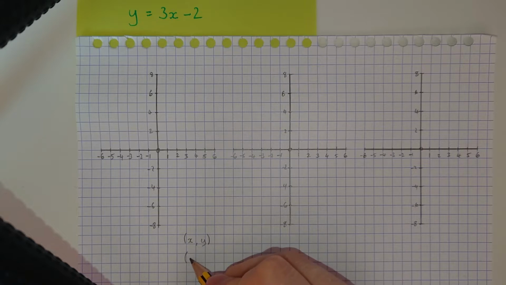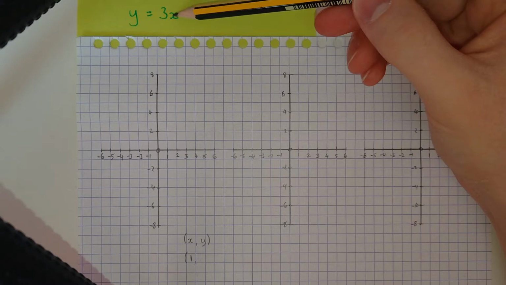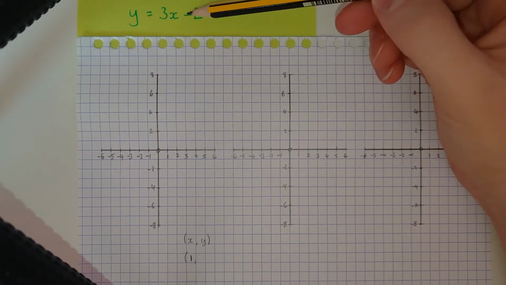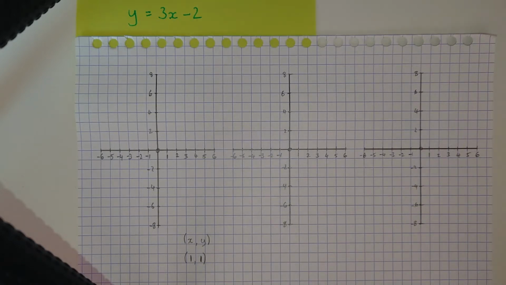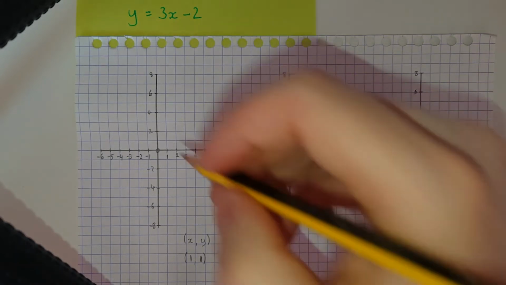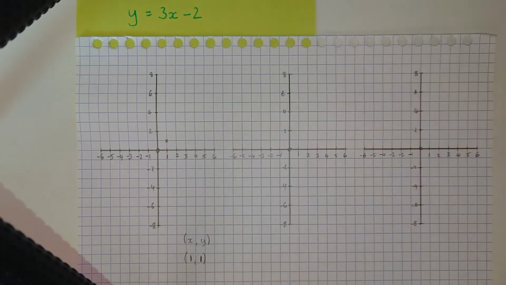So suppose I choose the number 1, let's say. Well, 3 times 1 is 3, take away 2 is 1. So if x is 1, then y is 1. 3 times 1, take 2, is also 1. That's a coordinate. I can plot that on the graph. 1, 1 is there. Okay, that's not the only one that's on there.